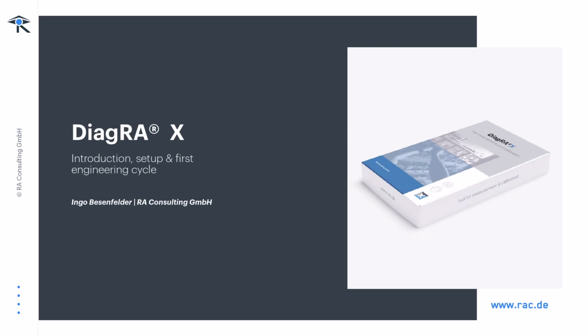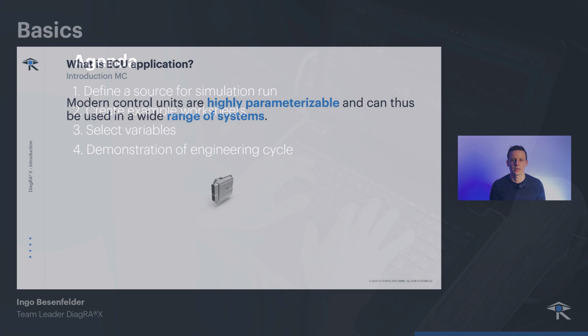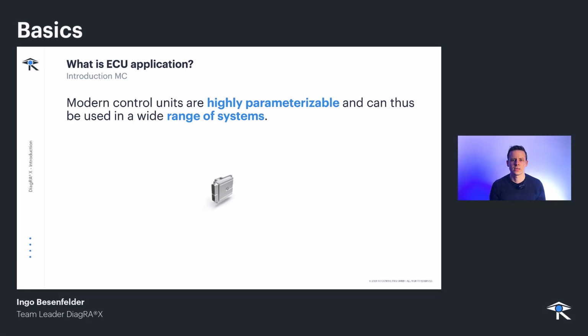In about 5 minutes I will show you how to define a source, prepare it for a simulation run, create some worksheets, select some variables and run a short engineering cycle with measurement, calibration and flashing. As you may not be very familiar with measurement and calibration, let me give you some basic information on the engineering process for which DiagRA X was designed.